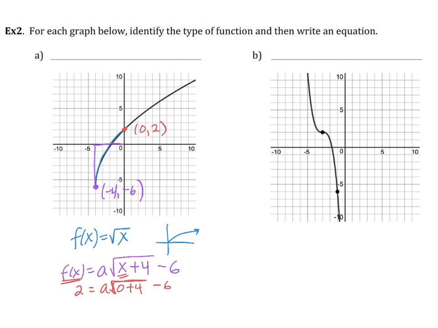So the first thing I need to do is add my 6 to both sides. So I get 8 equals a times the square root of 4. Well, what is the square root of 4? That's 2. So I get 8 equals 2a, therefore a equals 4. So the last thing I do is substitute in 4 for a. So this would be my equation of that function. Again, the first step maybe is the hardest one, and that's to decide what type of function it is.